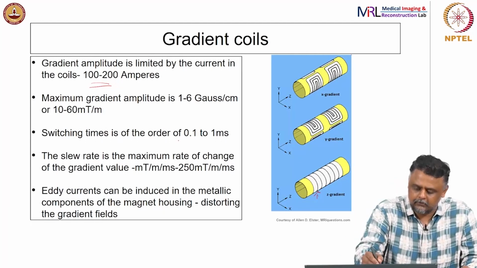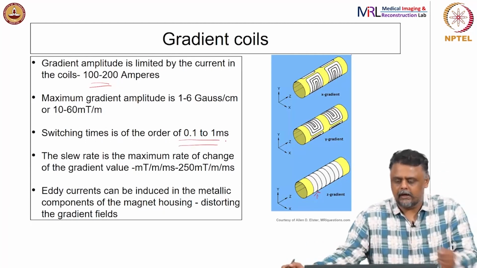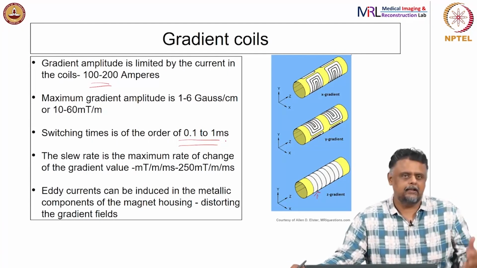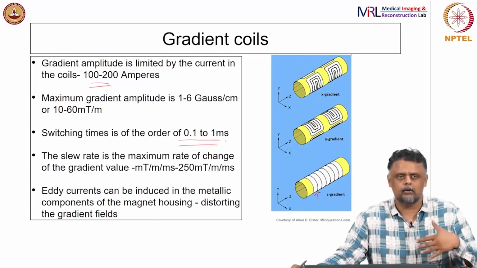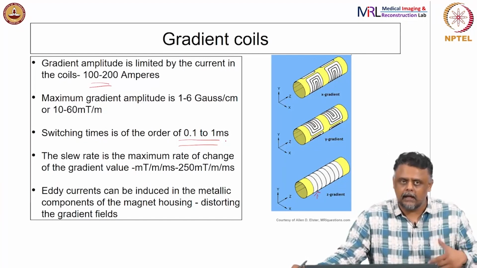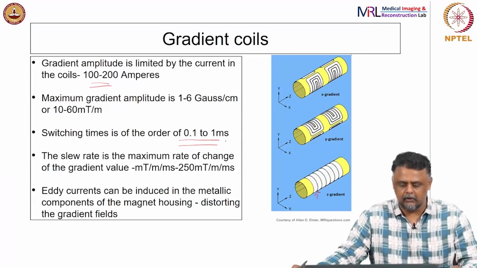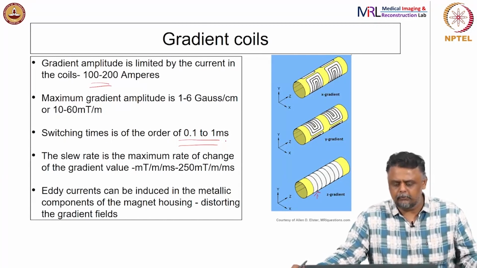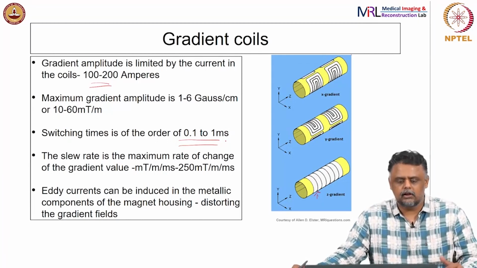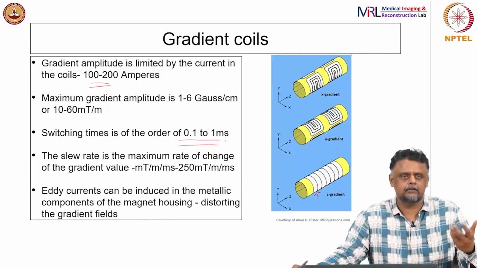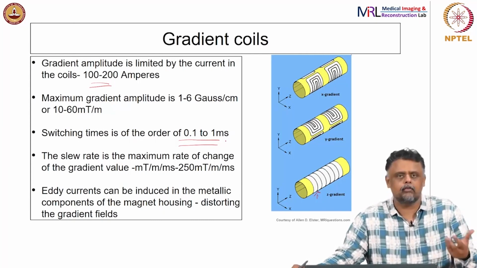The switching times, this is important because when we look at pulse sequences later on, we will assume that these are instantaneous, which is not true. There is something called a slew rate. So, it takes time for the gradient to turn on, or to reach its maximum value. And because of this constant switching of currents, turning on and off of currents, eddy currents are again induced in the metallic components of the magnet housing, distorting the gradient field. So, there is again shielding for this, etc.